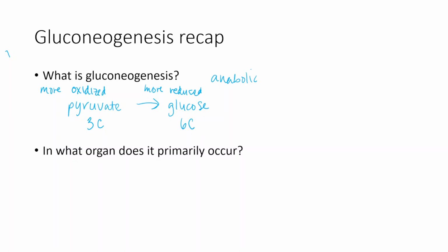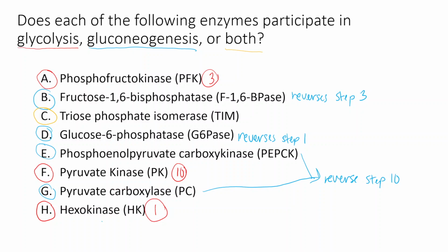Okay, and what organ is gluconeogenesis mostly happening in? The liver. Yeah, the liver is doing a lot of work for us in terms of metabolism. It's holding on to a lot of our glycogen. It's making a lot of our glucose for us. It's a busy place. Any questions so far about gluconeogenesis in general? All right. So we already did that one because I went out of order.